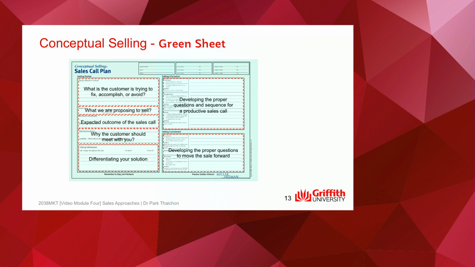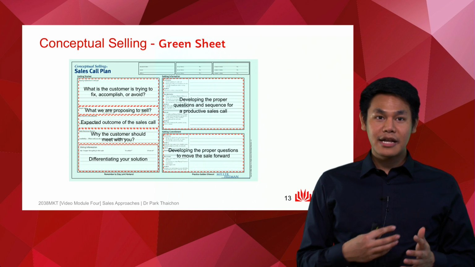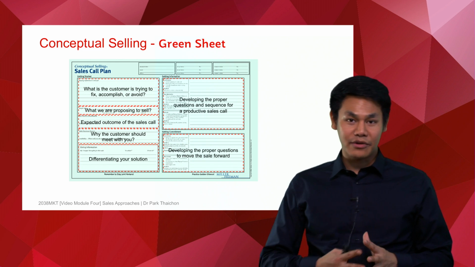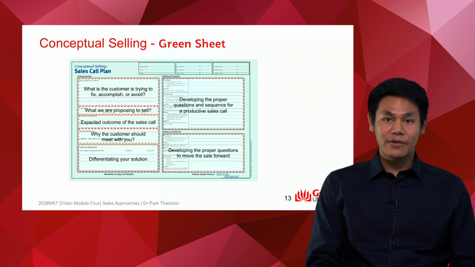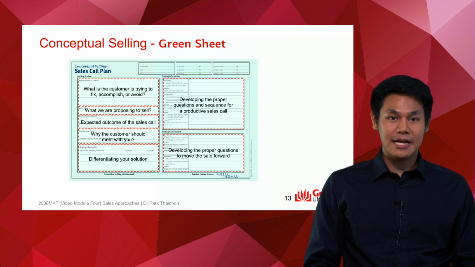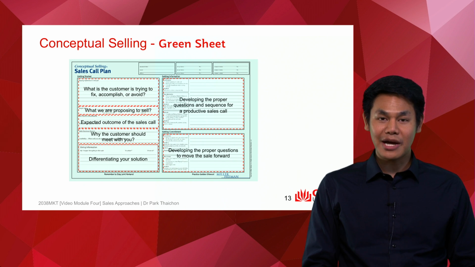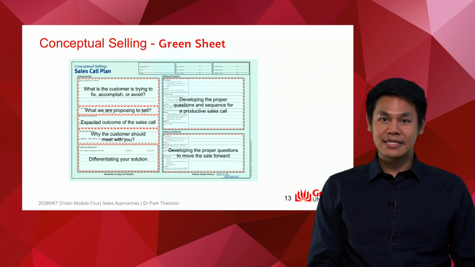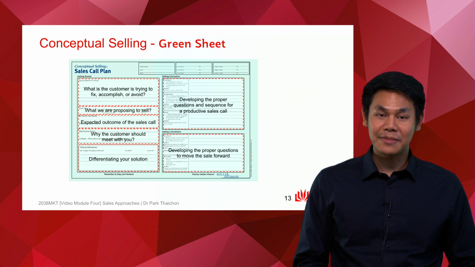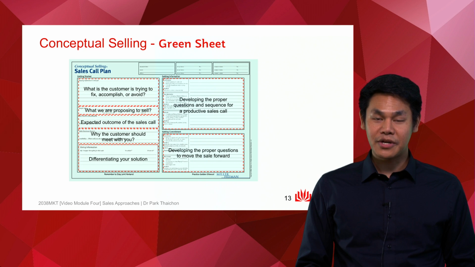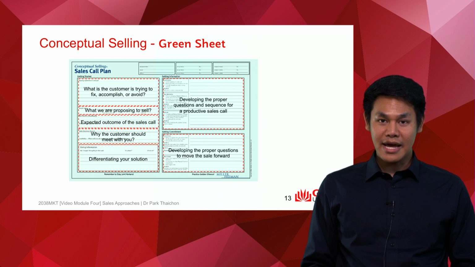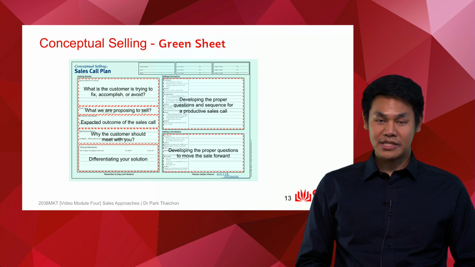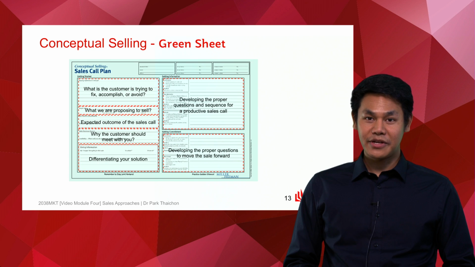All right. And here is an example of a green card, or green sheet, that we use for conceptual selling. Once again, if you look closely at each of the questions inside there, the question is trying to understand the customer's needs, trying to understand the customer's situation. At the same time, it's trying to understand what some of the issues are, and what value we could add to our product in order to enhance the value that we could provide to the customer. And this is the end of this video. Thank you.